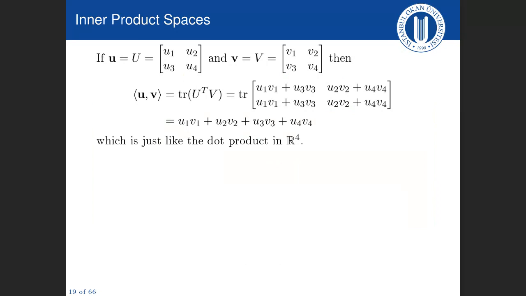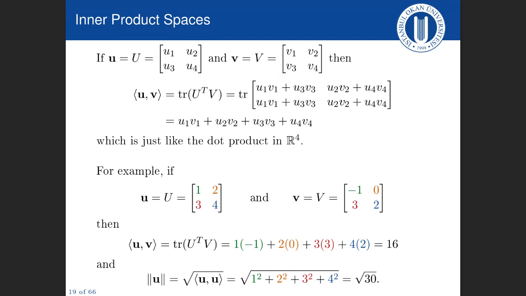Let's suppose our 2 matrices we write like this, U1, U2, U3, U4, etc. Then when we calculate the trace of U transpose V, I'll leave this for you to check, we get U1 V1 plus U2 V2 plus U3 V3 plus U4 V4. And that's the same as the dot product on R4. And I've already commented that the dot product on R4 is an inner product. So straight away we can say this must also be an inner product. We don't need to do the extra work.